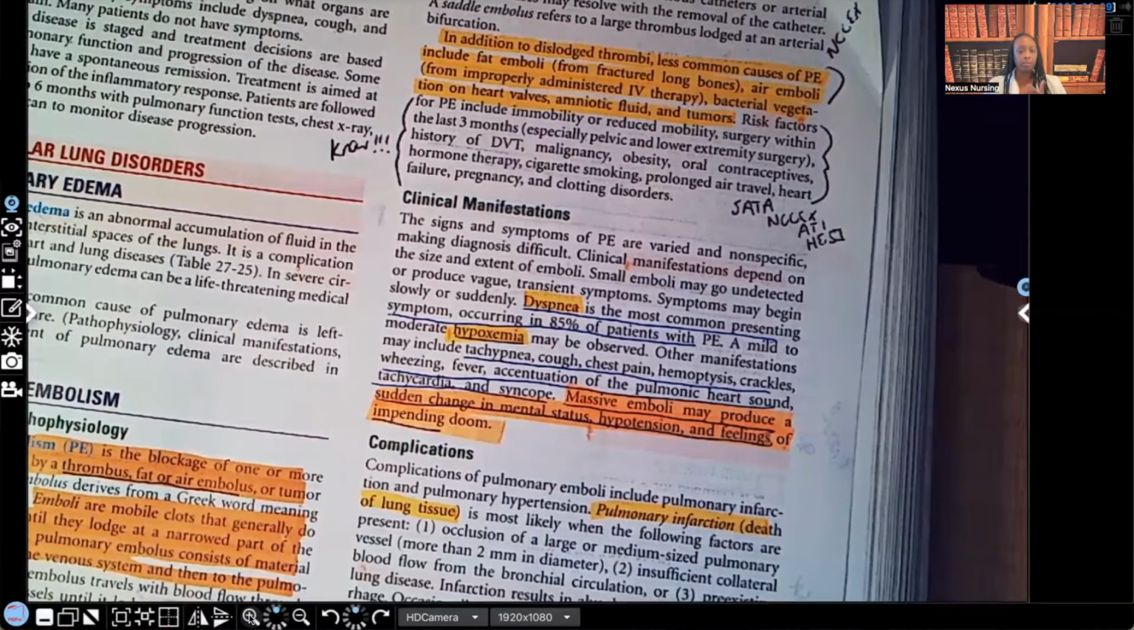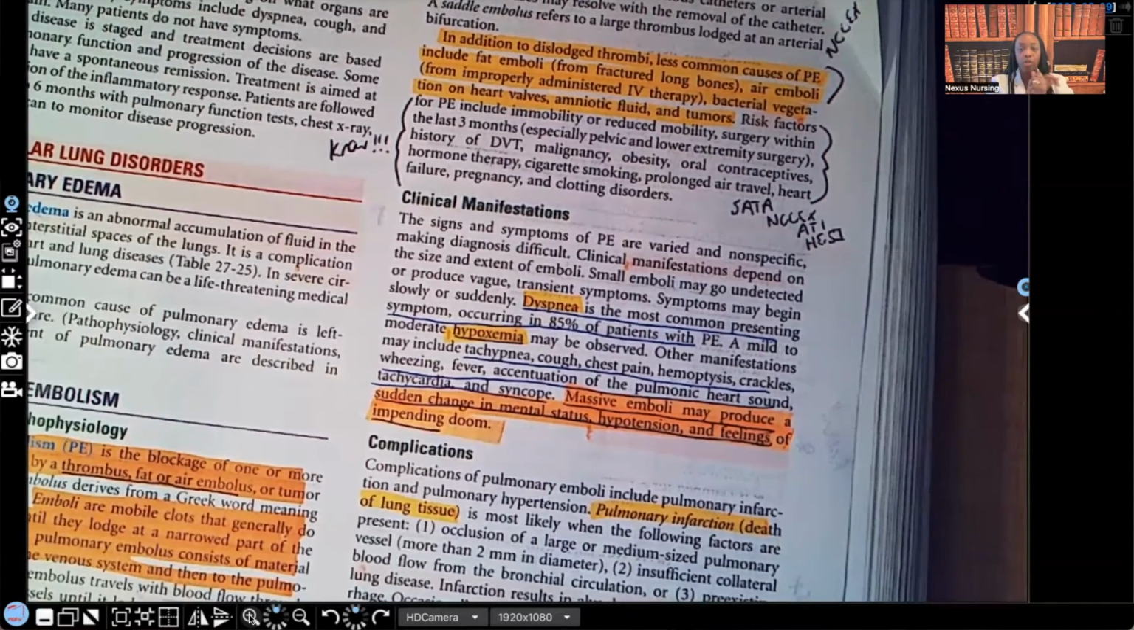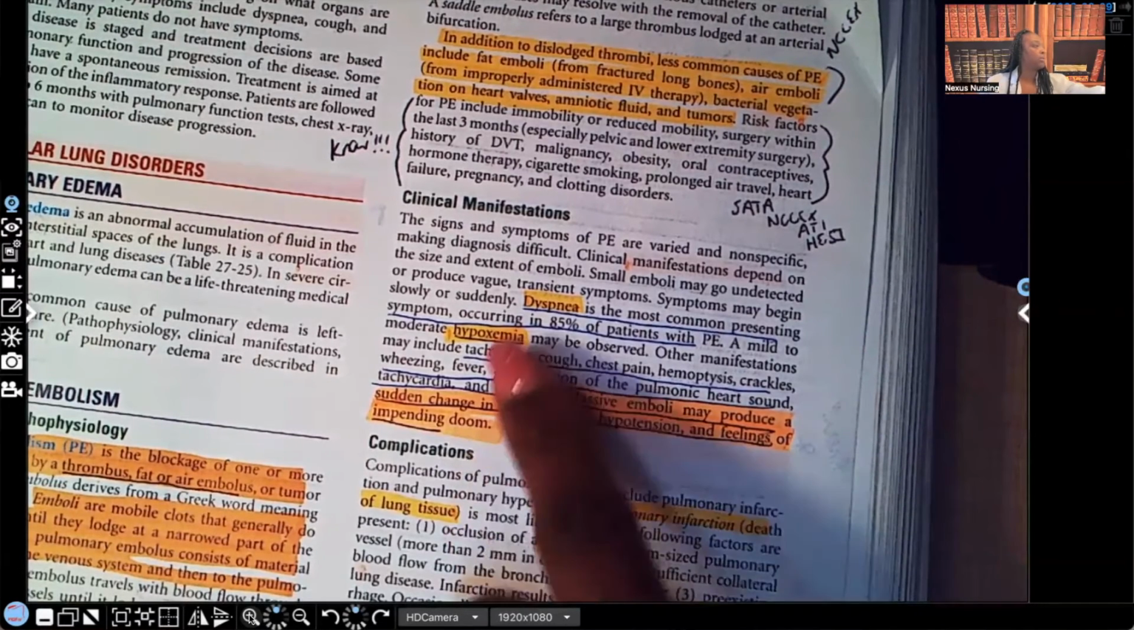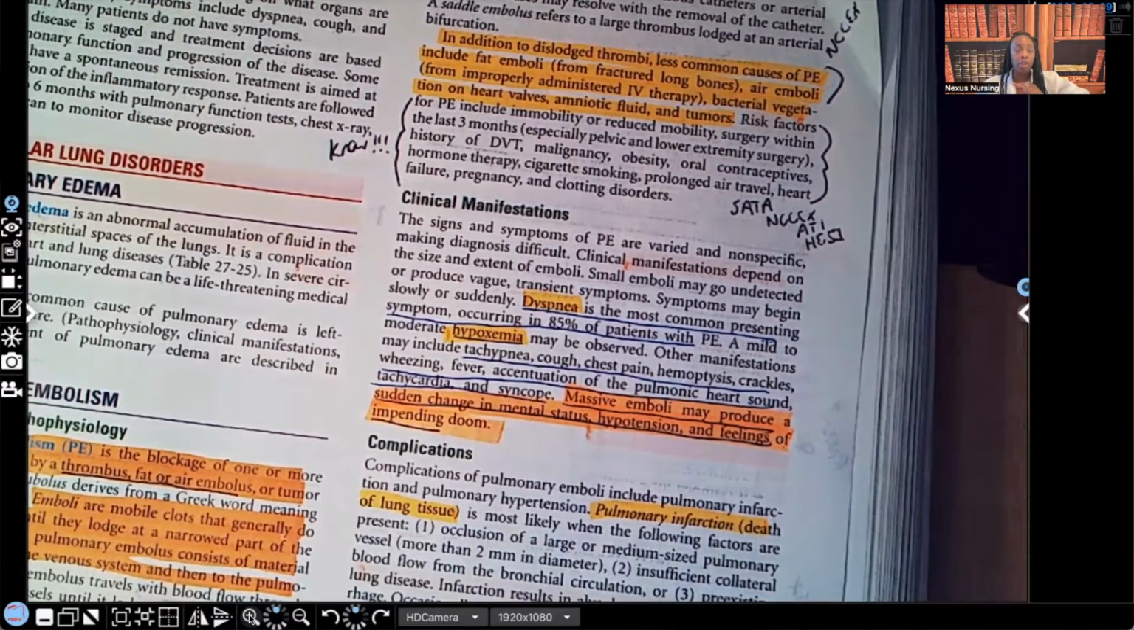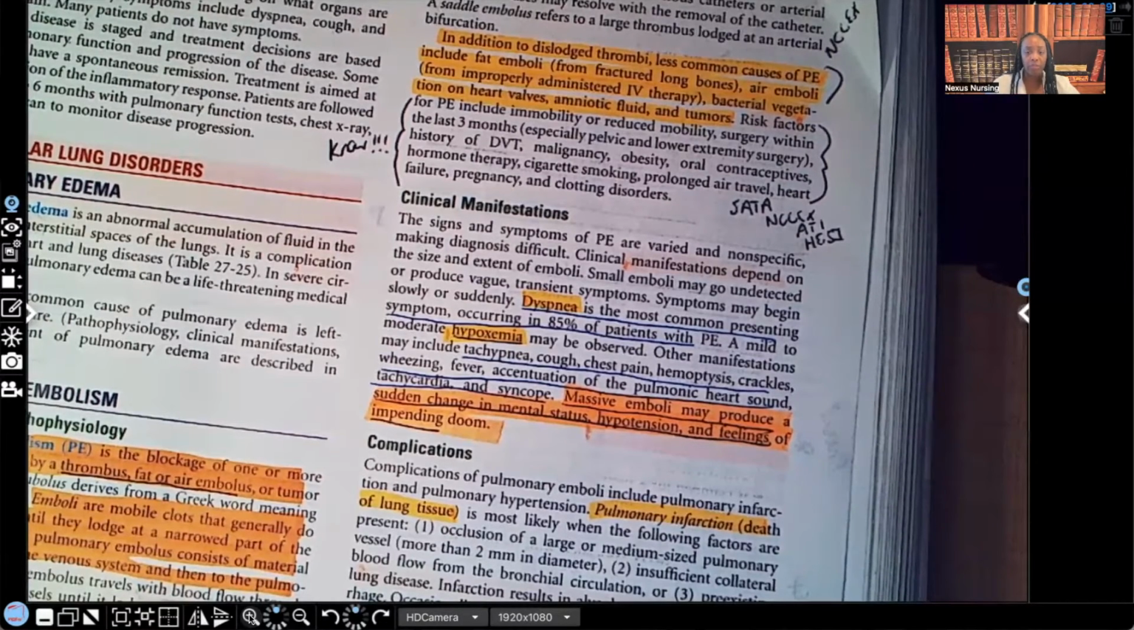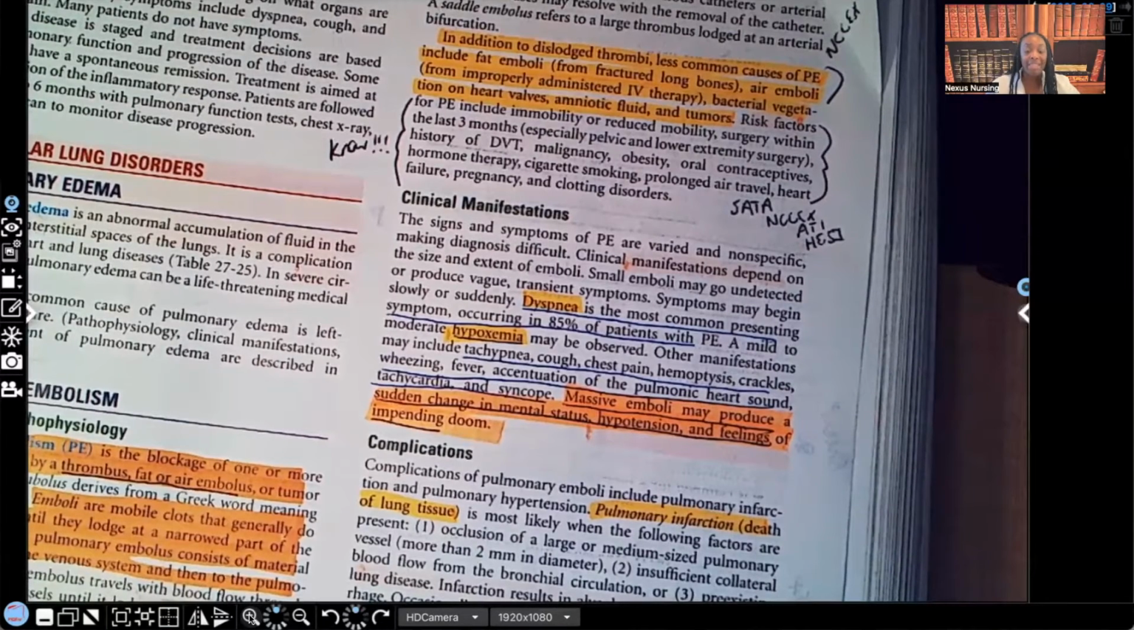Clinical manifestations. What's this patient going to look like? They're going to have shortness of breath. They're going to have dyspnea. Look what it says right here. Dyspnea, most common presenting symptom, occurring in 85% of patients with PE. Okay. Dyspnea, hypoxemia, tachypnea. We're going to see the respiratory rate go up. Why? The lungs are trying to compensate. Cough, chest pain, hemoptysis, crackles, wheezing, fever, accentuation of pulmonic heart sound, tachycardia.